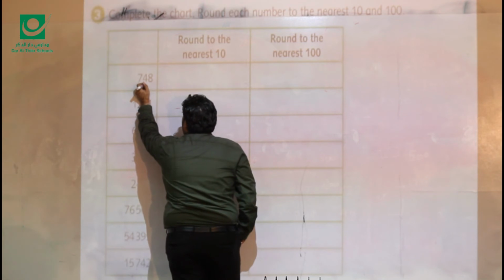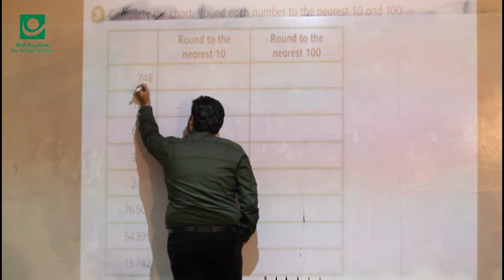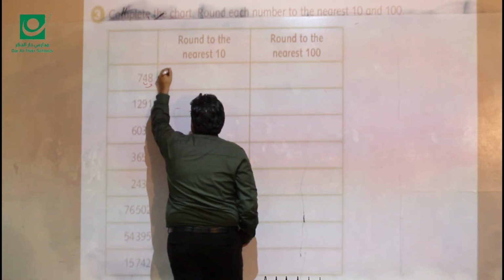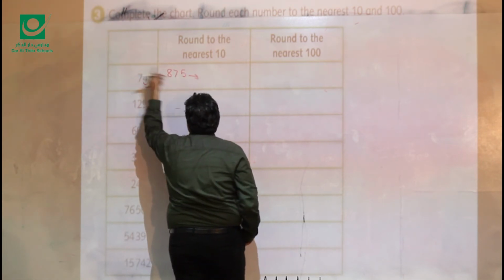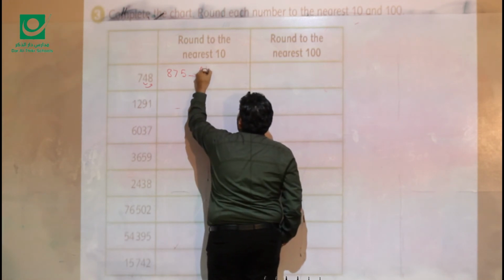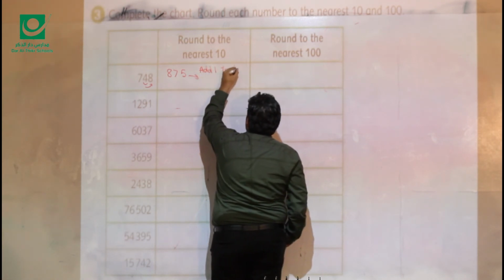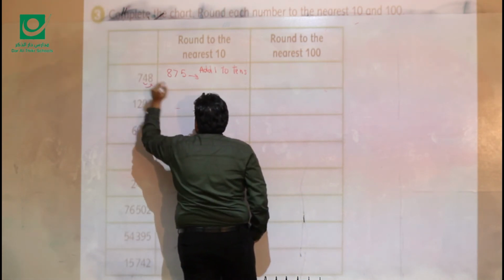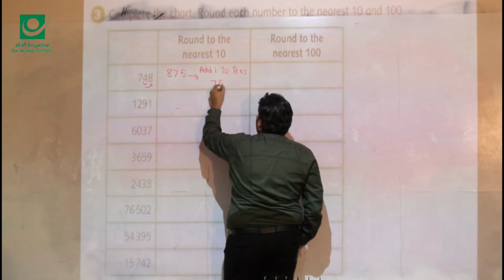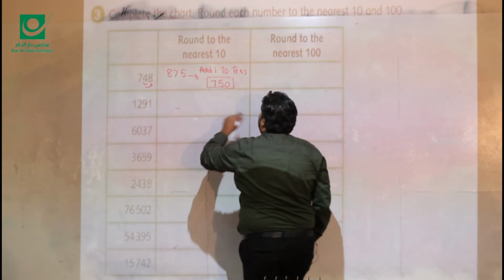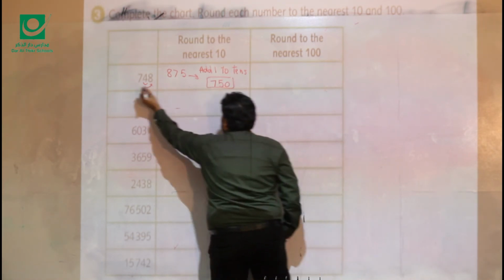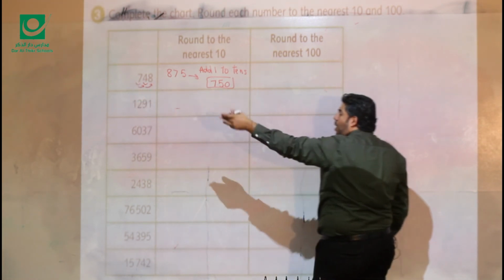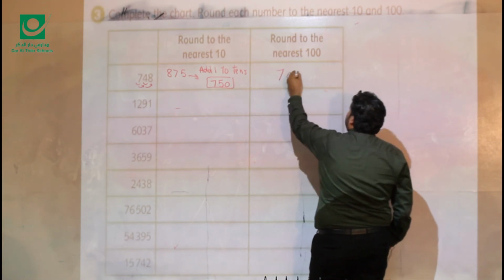748. I'm checking the tens. The tens is here in 4. What is the number before? 8. 8 greater than 5, so I have to add 1. Always add 1 to the tens. 1 plus 4, it's 5. So 750 is the answer. Going to the nearest 100. 100 here is 700. The number before is 4. 4 less than 5. So all the numbers turn to 0. So the answer is 700.